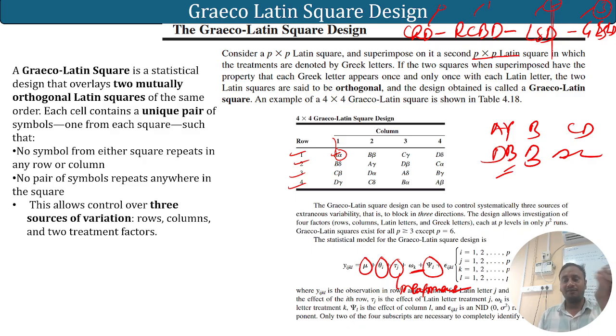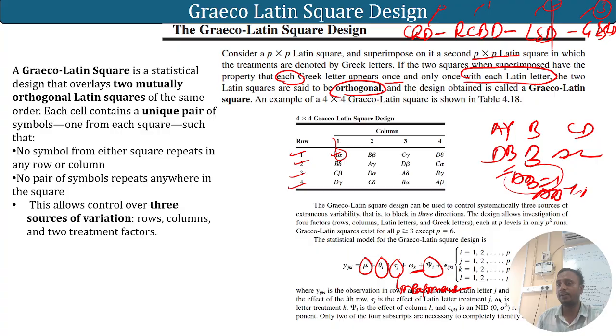Nothing else is new. Whatever we have discussed in the Latin square, it's just to superimpose one more Greek letter. The superimposed squares have the property that each Greek letter appears once only with each Latin letter. So the Latin squares are said to be orthogonal. For both, AB will become one, AB inverse will become one, like orthogonal. And the square obtained is called a Graeco-Latin square.